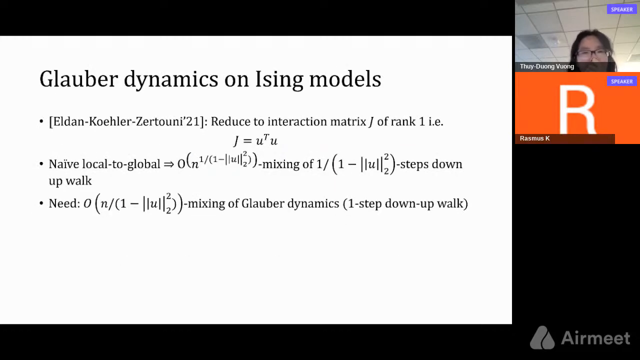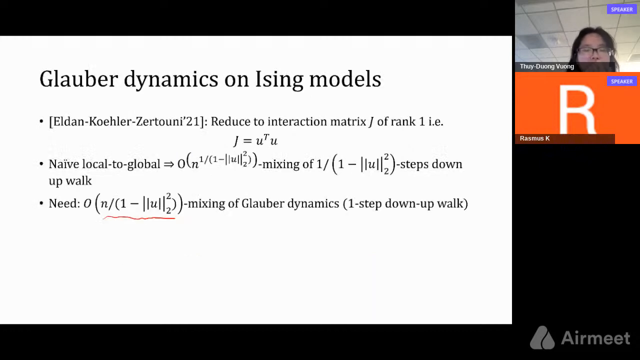For the Ising model, there was the previous paper by Eldan, Koehler, and Zeitouni, so that you can reduce the problem to bounding the entropy contraction factor only for a matrix J of rank 1, where J is u transpose u for some vector u. To deal with this case, we want to prove something like an n over 1 minus u squared mixing time.